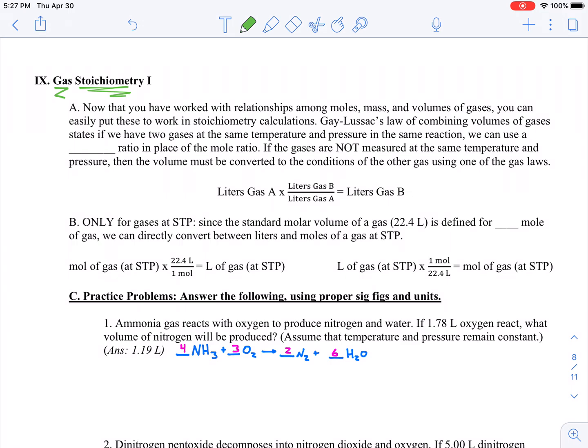Before we dive into the example problems, you should pause the video and get some practice writing out a balanced chemical equation from all of the word equations that are given.